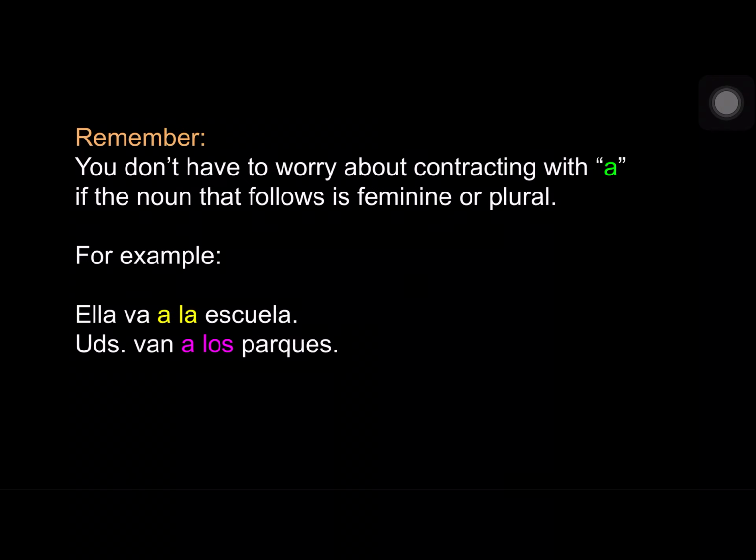Remember, you don't have to worry about contracting with a if the noun that follows is feminine or plural. Ella va a la escuela. La escuela is feminine, so don't worry about it. Ustedes van a los parques. Y'all go to the parks. That's plural. It's only if the noun has el and it's masculine singular.